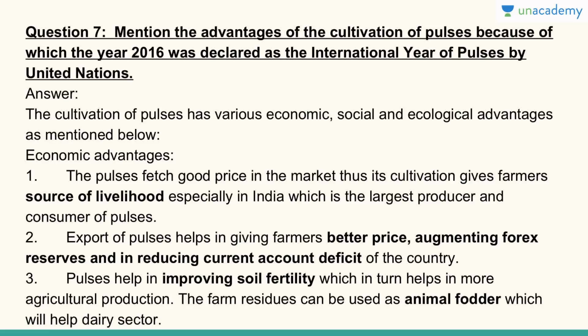So if you cultivate pulses, it will give the farmer more money, more source of livelihood, especially in India, because we are the largest producer of pulses. We are the largest consumer of pulses, because hundreds of millions of Indians do not eat non-vegetarian food. So for them, pulses become a good protein source. Second is export of pulses helps in giving farmers a better price, augmenting forex reserves, reducing the current account deficit of the country. So that point is also very clear.